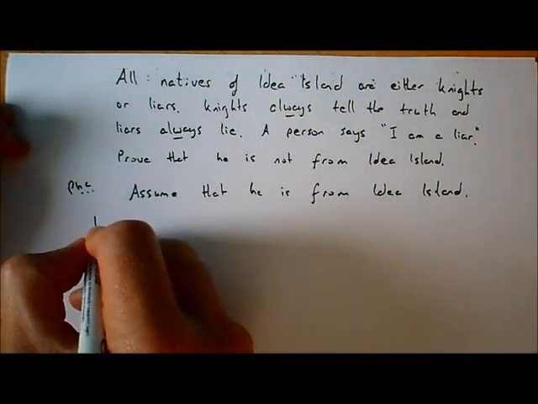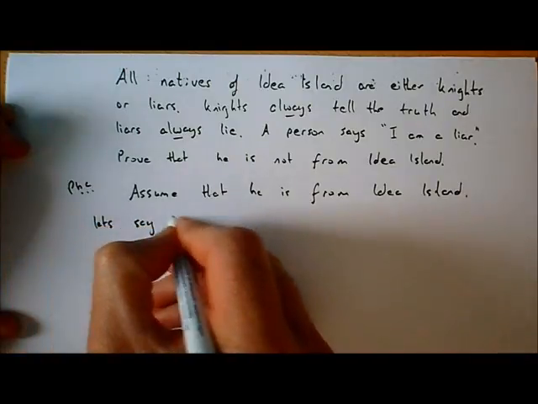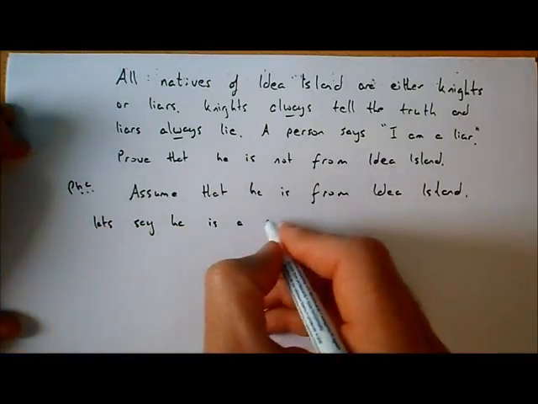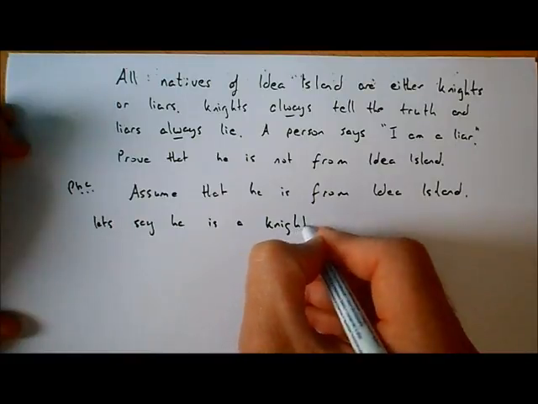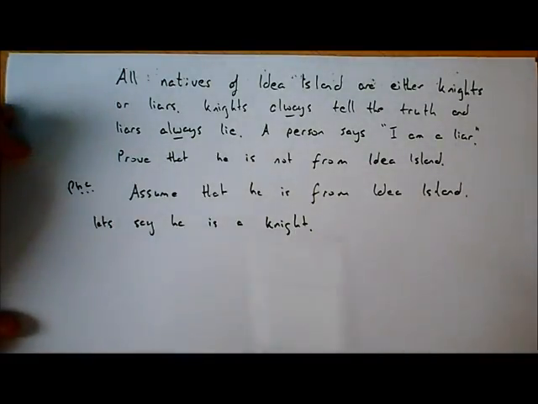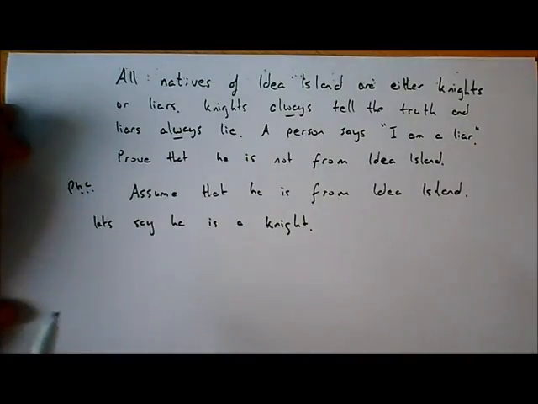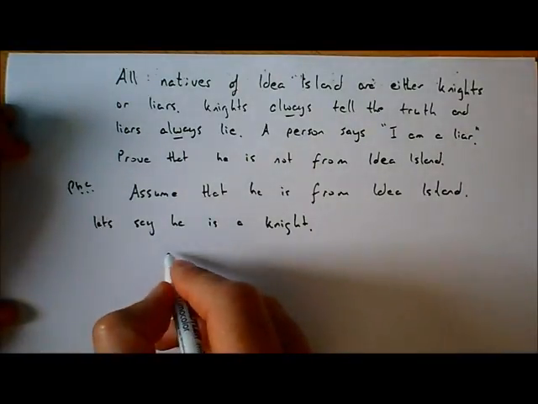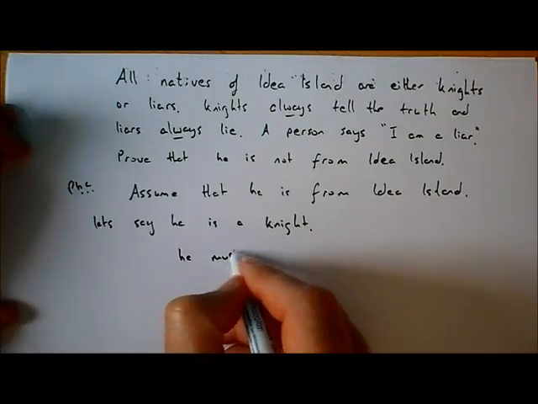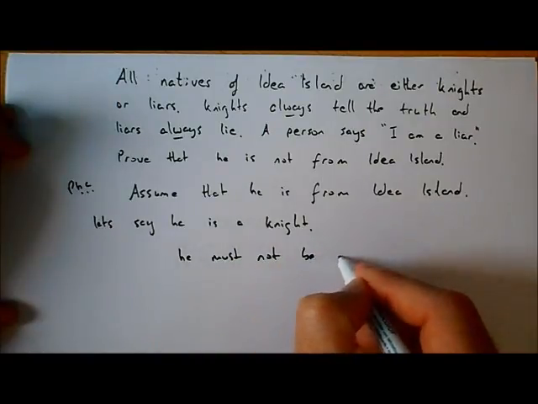So let's say he's a knight. If he's a knight, then he always tells the truth, because knights always tell the truth. But he said, I'm a liar. So he mustn't be a knight.